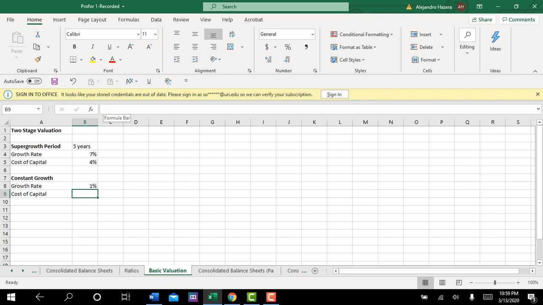Let's just say that the cost of capital during this period is 3%. That seems a little high given everything, but I'm just doing it as a placeholder. Whatever numbers you use, the numbers in the constant growth period must be lower than during the super growth period, because we're assuming that the company becomes a less risky company and the rate of return demanded by investors falls. Okay, so those are my assumptions now.